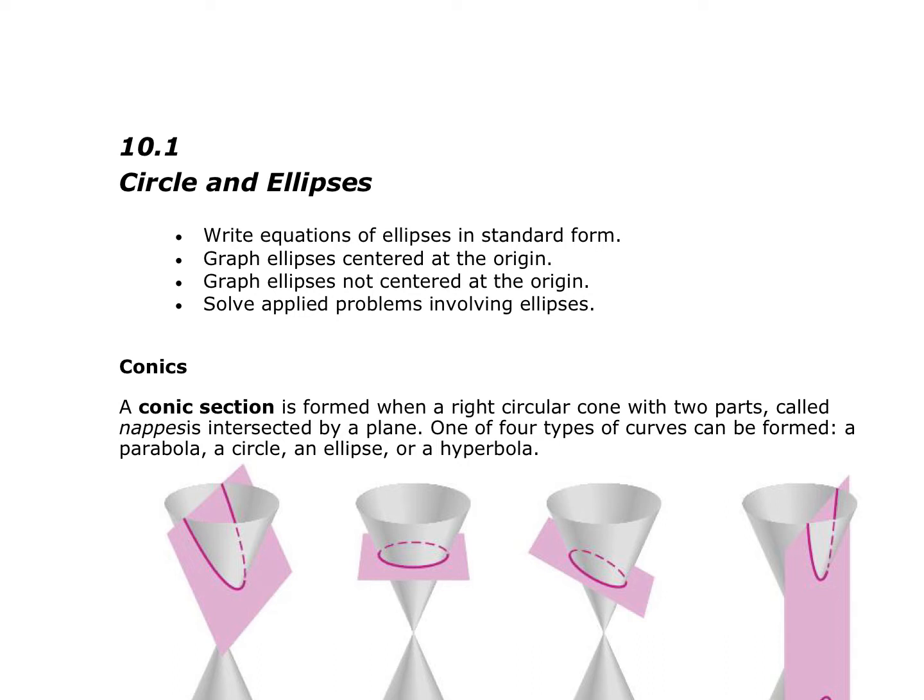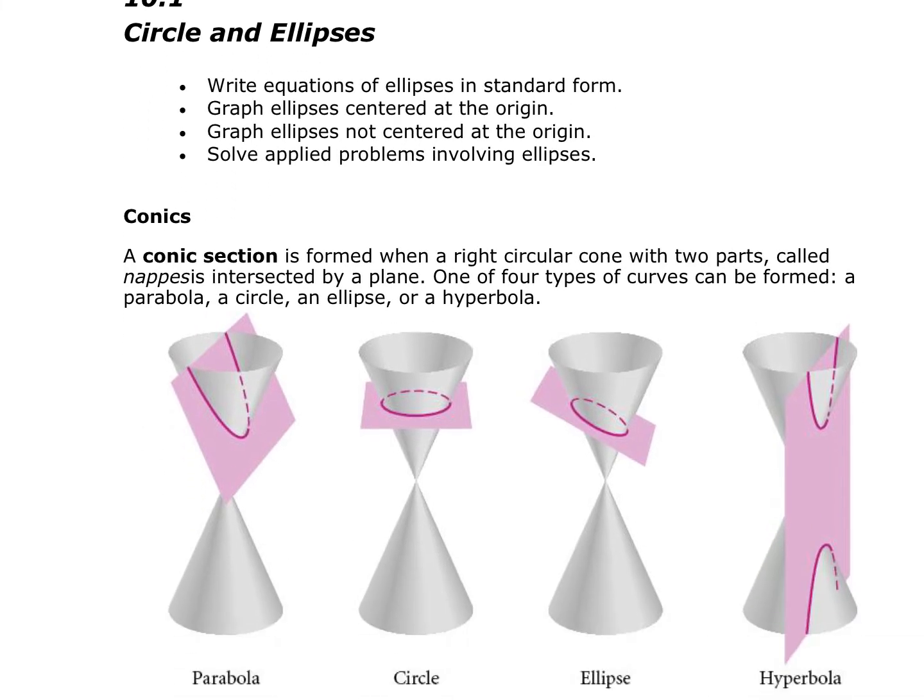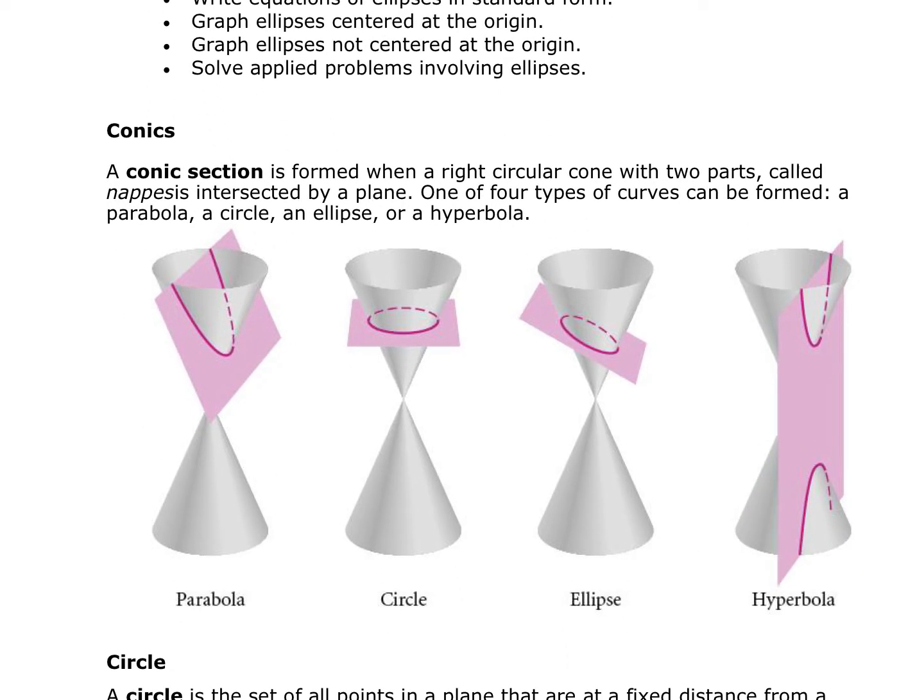So we're going to start out with what a conic is. If you take two right circular cones and put their tips together like this, and then you slice it with a plane, you can get four different types of conics. Parabolas, when you slice it like this. Circles, when you slice it perpendicular to the base.